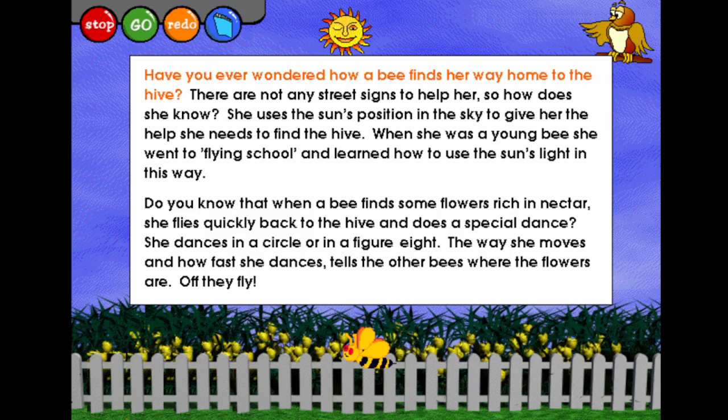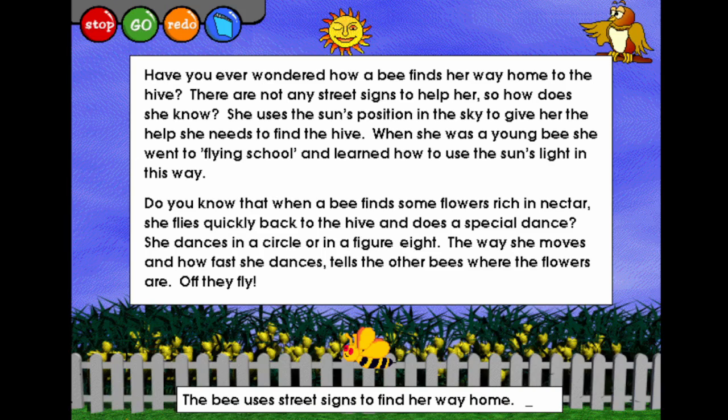Have you ever wondered how a bee finds her way home to the hive? There are not many street signs to help her. So how does she know? She uses the sun's position in the sky to give her the help she needs to find it. When she was a young bee, she went to flying school to learn how to use the sun's light in this way. Do you know that when a bee finds some flowers rich in nectar, she flies quickly back to the hive and does a special dance? She dances in a circle, and the way she moves and how fast she dances tells the other bees where the flowers are. Off they fly.